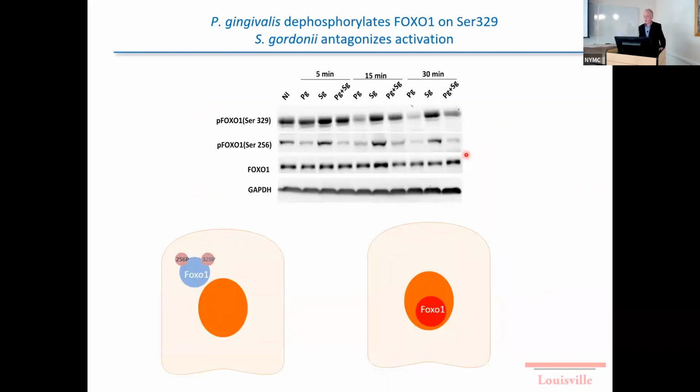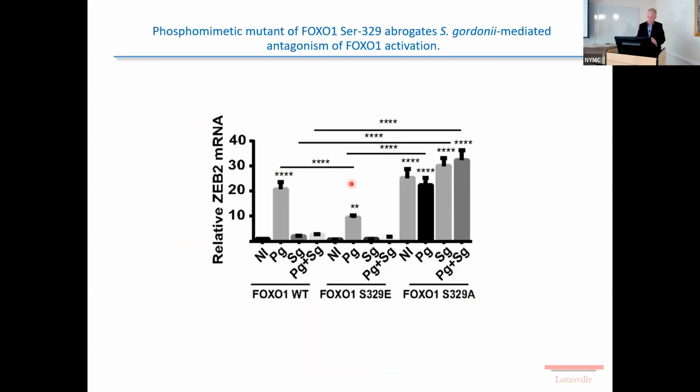So basically, in a couple of minutes, I'll summarize some of this. FOXO itself is controlled by a number of different post-translational modifications. One of the most important is phosphorylation on a couple of serine residues, serine 329 and 256, and that determines whether or not FOXO remains in the cytoplasm or goes into the nucleus. P. gingivalis will dephosphorylate FOXO1 on these two residues, with different kinetics and to different amounts. We did some phosphomimetics to show that those residues are important for ZEB regulation.